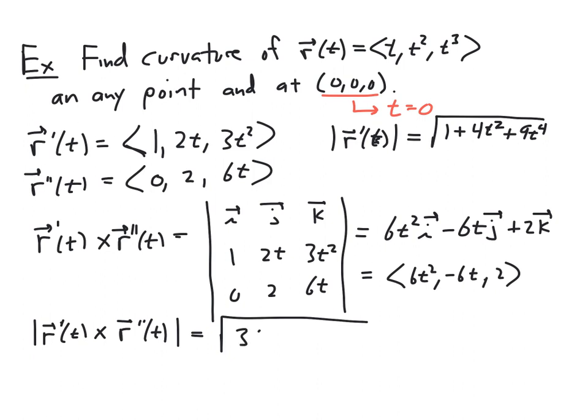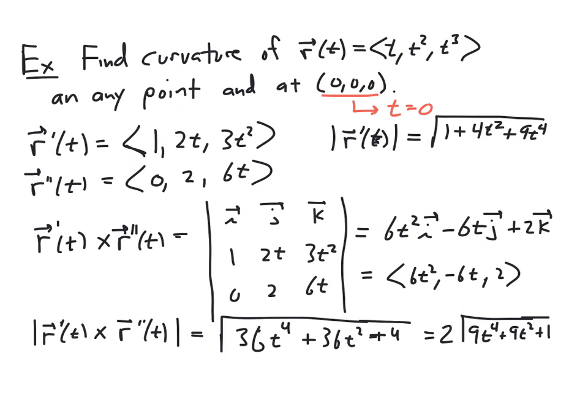So this will be the square root of 36t to the fourth plus 36t squared plus 4. Okay. And if we wanted to, we could factor out a 4 from the square root. When it comes outside the square root, of course, it becomes a 2. And so we get 9t to the fourth plus 9t squared plus 1. And so this ends up being the magnitude of our cross product.